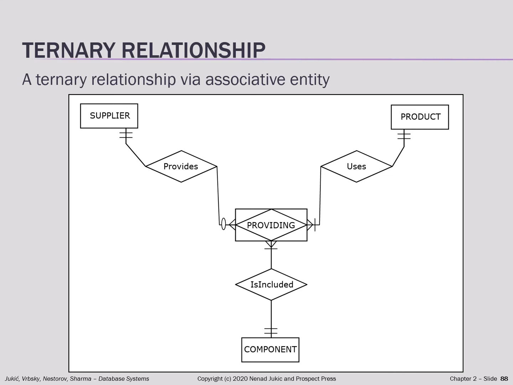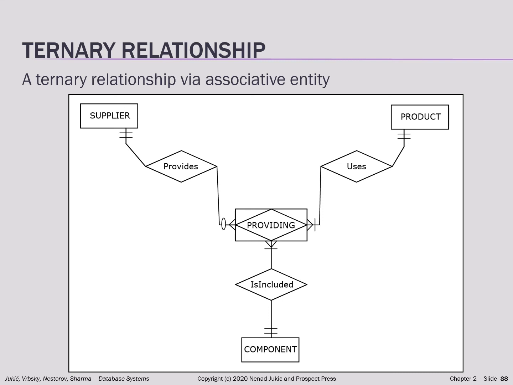Each supplier can participate in between 0 and many instances of providing a component for a product. Each product must have at least 1 instance of a supplier providing component for a product, but can have many. And each component must be involved in at least 1 instance of a supplier providing component for a product. Each instance of providing a component for a product by supplier is associated with exactly 1 supplier, exactly 1 product, and exactly 1 component.